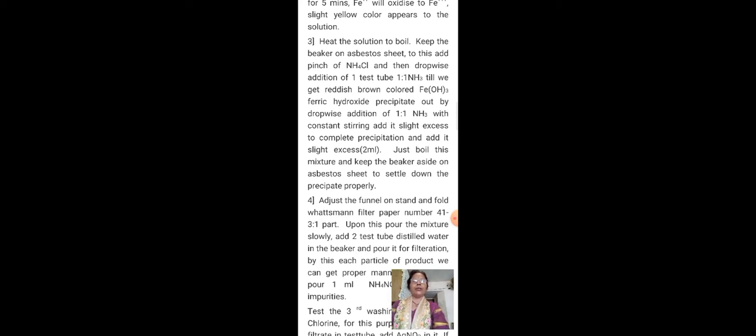Then add 1:1 ammonia dropwise, about 1 test tube, until we get the reddish brown colored ferric hydroxide precipitate. Add it dropwise with constant stirring, and add a slight excess, about 2 ml, to complete the precipitation. Just boil this mixture and keep the beaker aside on an asbestos sheet to let the precipitate settle down properly.